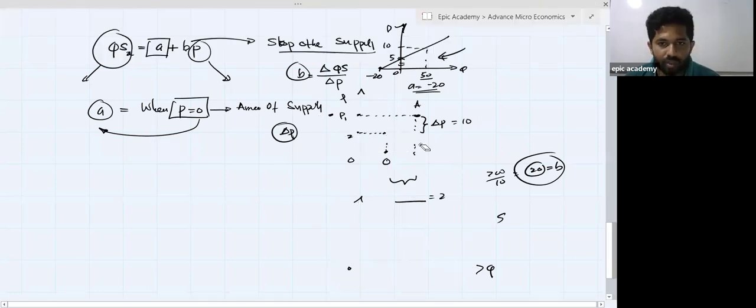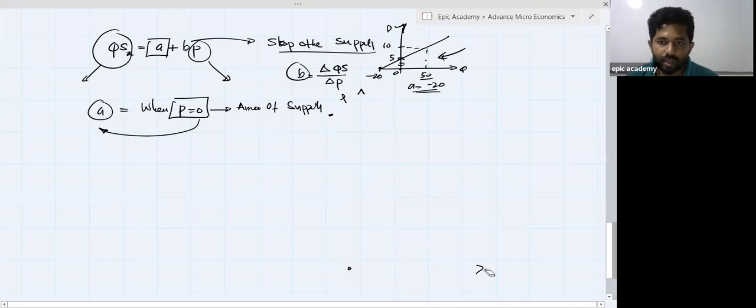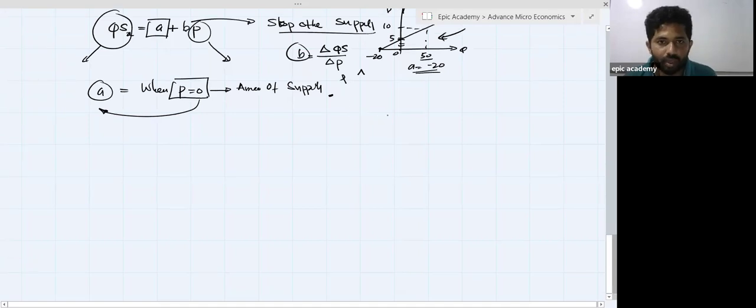Now we are going to derive the supply equation by using a given schedule. I will write the supply schedule, and you also have to copy this supply schedule in your notebook. This is P, this is QS. P: 300, 400, 500.